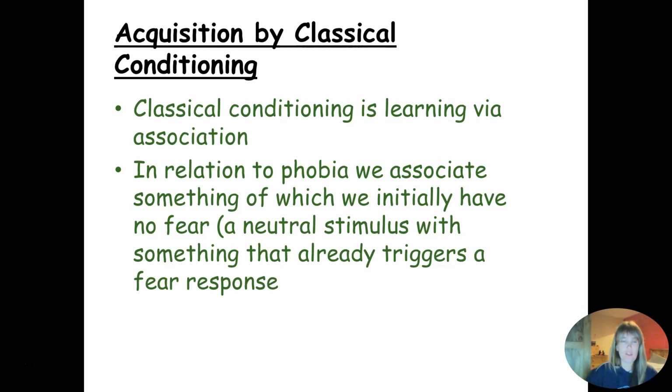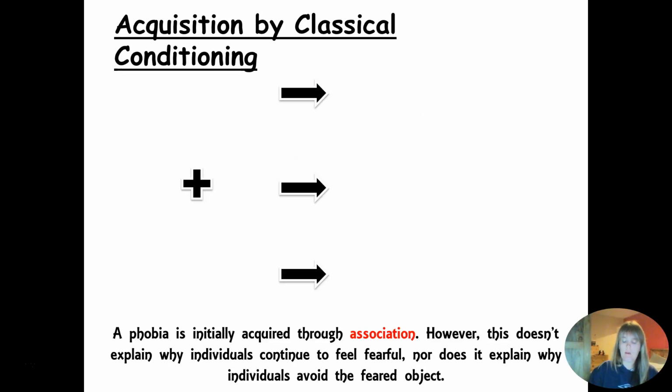So, to remind you, classical conditioning is when we learn via association. In relation to phobia, what I mean here is that we initially have no fear of something, we call it a neutral stimulus, while something that we are afraid of already triggers a fear response. And we associate those two things together and then become afraid of that neutral stimulus. Right, so let's just explain what I mean by that.